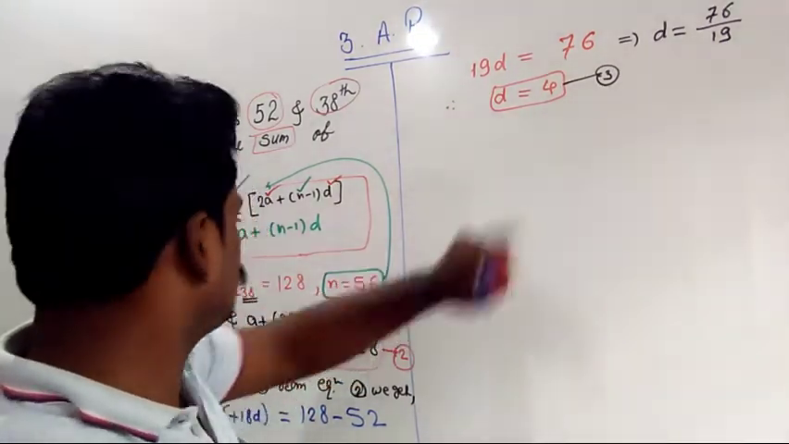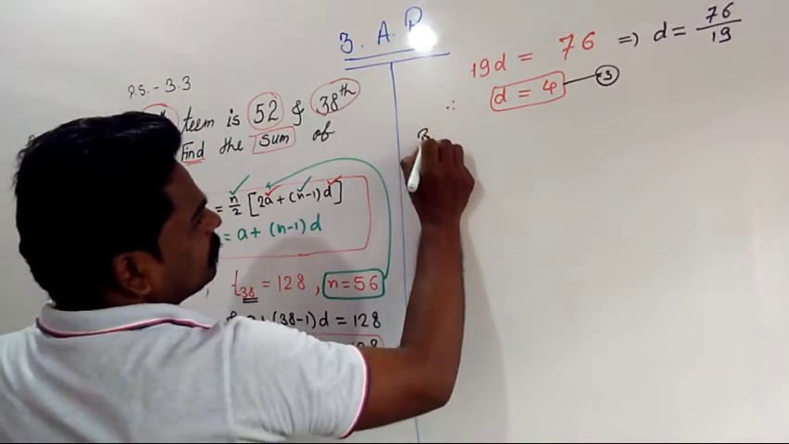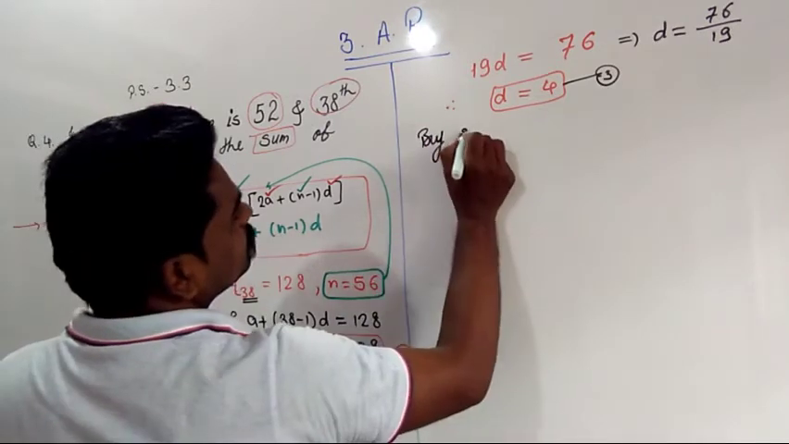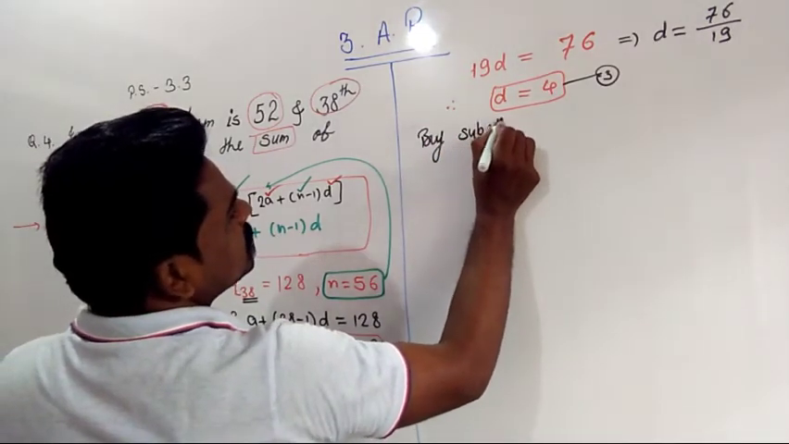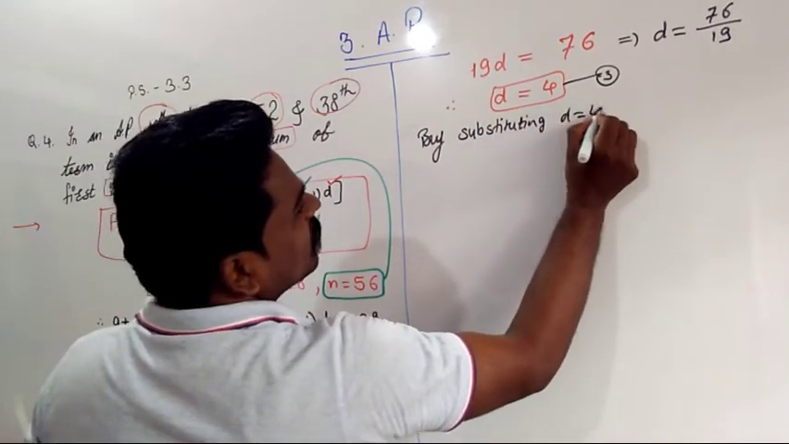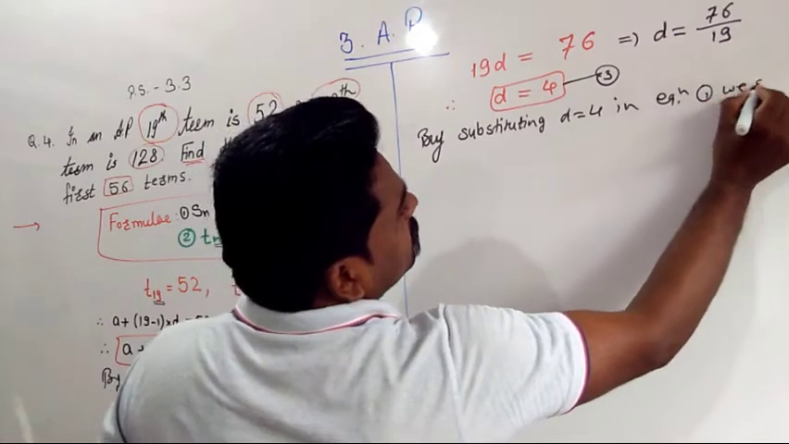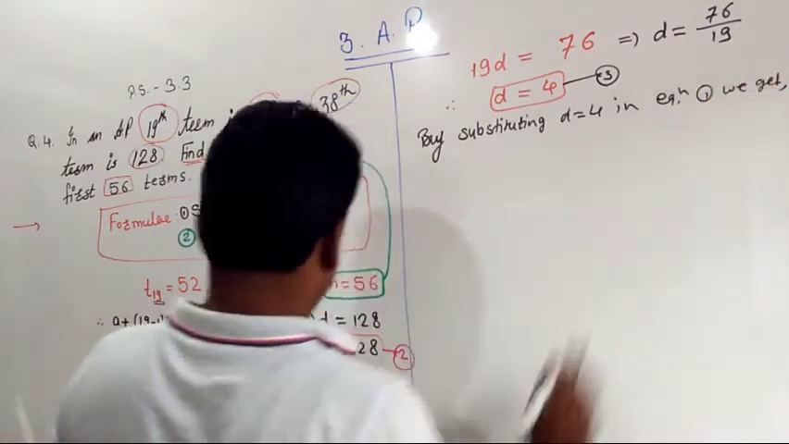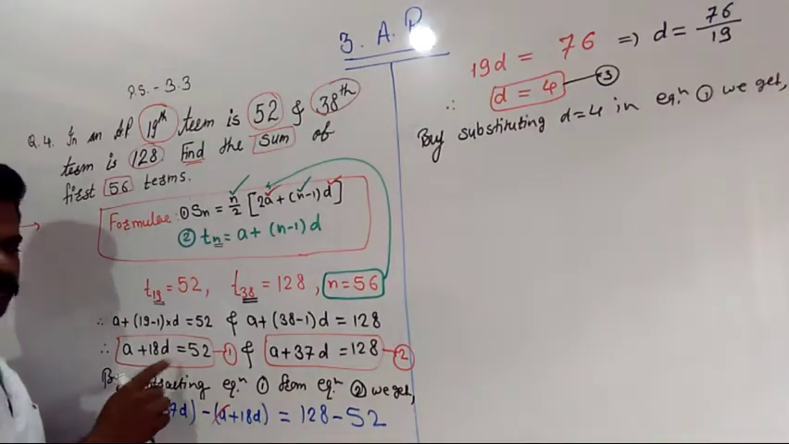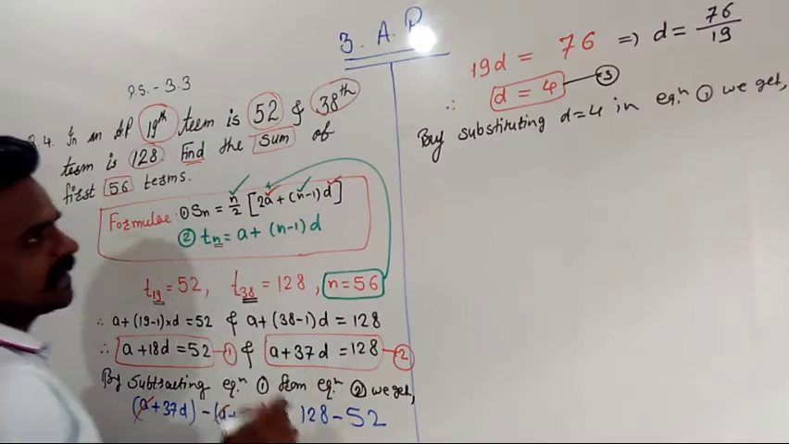Now just substitute the value of D in equation 1. Substituting D is equal to 4 in which equation? Equation 1. We get equation 1. Equation 1 is here: A plus 18D is equal to 52. So just use that.